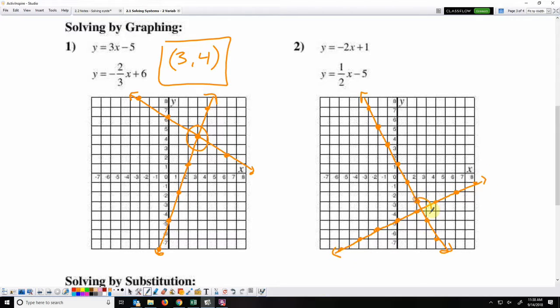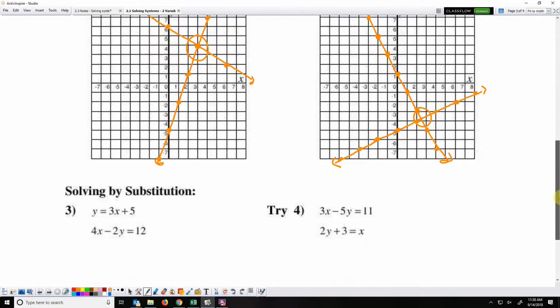The intersection is right there, and here we see the downfall of solving by graphing, because that's not a set of integer coordinates. I honestly don't know what to call that coordinate right there. It's some decimal or fraction coordinate. I just don't know exactly what it is without a graphing calculator to help me. So here is the downfall. If they intersect each other on integer coordinates, that's great. But if not, then graphing doesn't really tell us exactly what the solution is. So we'll try another method.